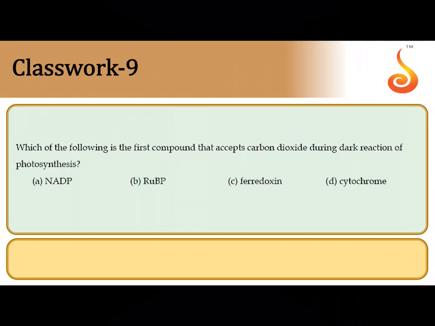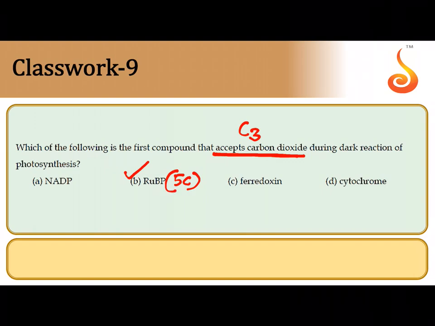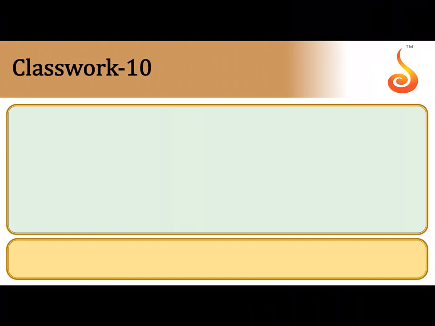Which of the following is the first compound that accepts carbon dioxide during the dark reaction of photosynthesis? Again, they are talking about the primary acceptor of carbon dioxide. Now, the primary acceptor of carbon dioxide in the C3 cycle is ribulose bisphosphate, which happens to be a 5-carbon compound. Okay, so the answer is ribulose bisphosphate.